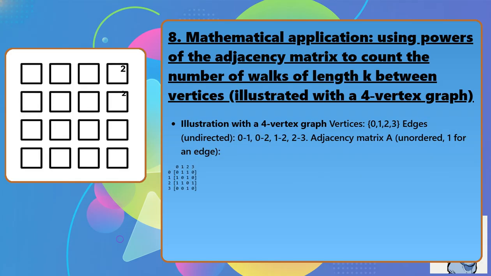Illustration with a 4-vertex graph. Vertices are 0, 1, 2, 3. Edges are undirected: 0 to 1, 0 to 2, 1 to 2, 2 to 3.